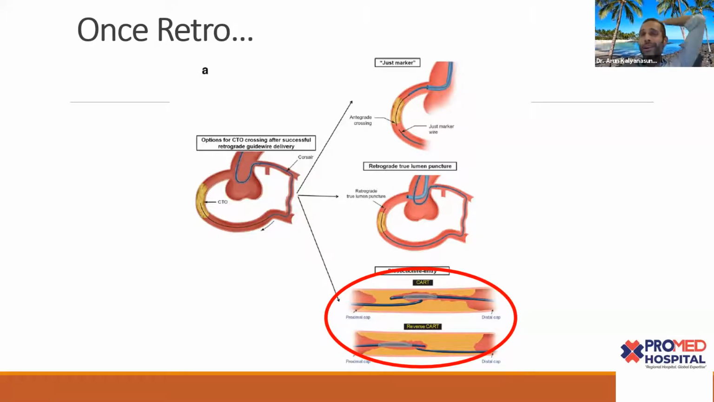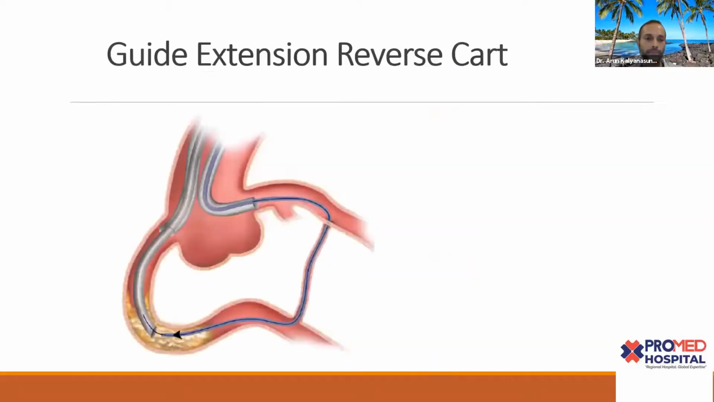Why didn't we just call it CART? Why do we call it reverse CART? Because the technique was pioneered by the Japanese even before all these microcatheter advances. So before, what we used to do is take a balloon, go retrograde, open up the space, and then get into the same space with an antegrade wire. This was CART. And because this was CART, the opposite is reverse CART.